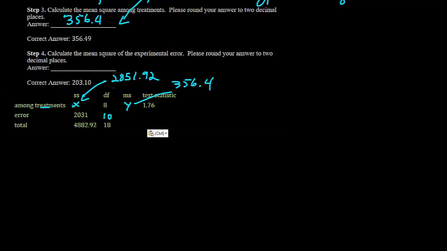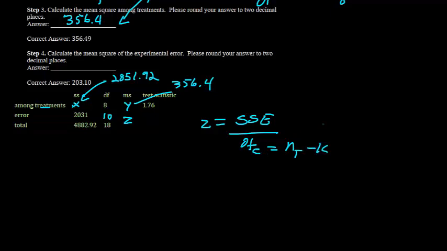Calculate the mean square of the experimental error. Okay, here's the error. I want the mean square. Let's call this Z. All right, so Z, how do I calculate Z? Well, there's two ways now to do it, right? I can do Z is equal to SSE divided by the degrees of freedom for the error, which is total observations minus K.